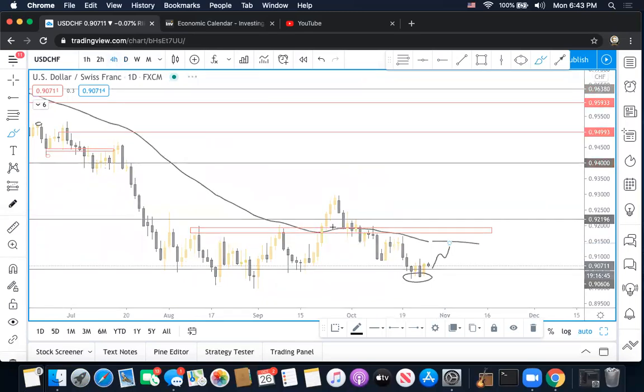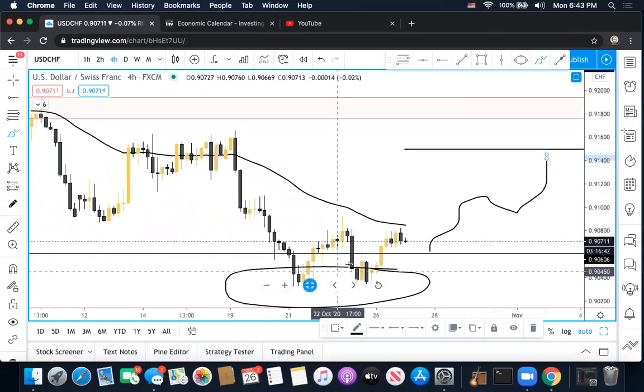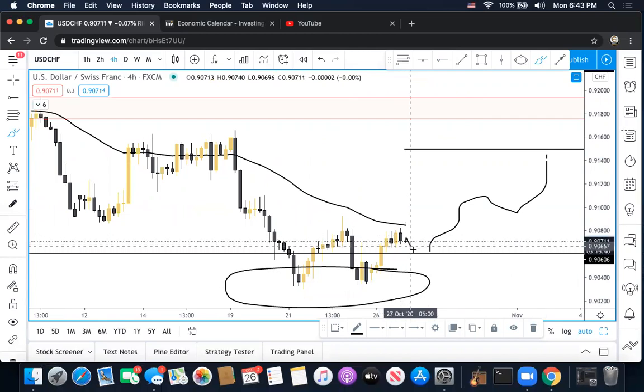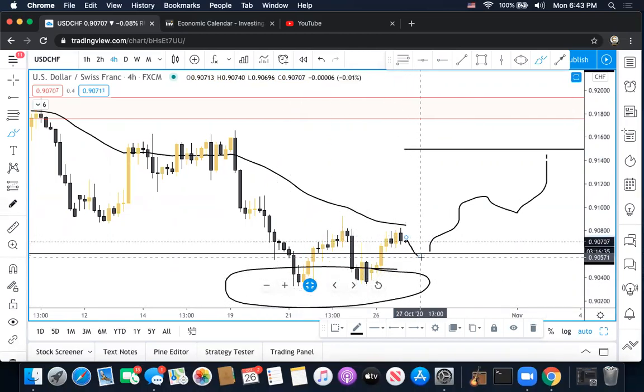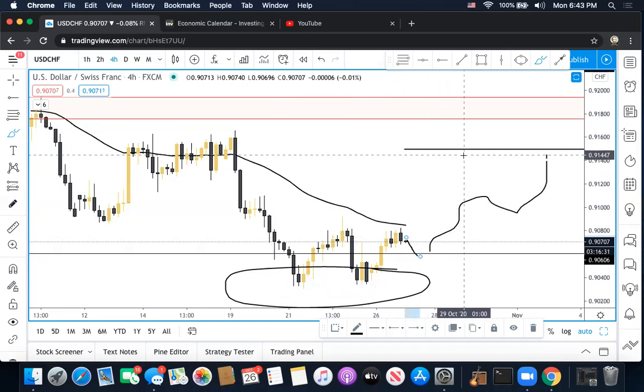Look at this on the 4-hour. We have that double bottom right here. So yeah, we might get another drop overall. If the market holds above this support, then I'm going to be looking for the market to slowly make a retracement back up to the upside.